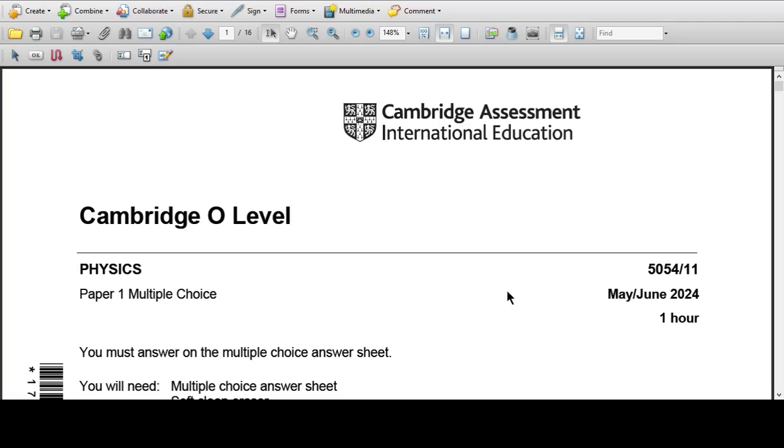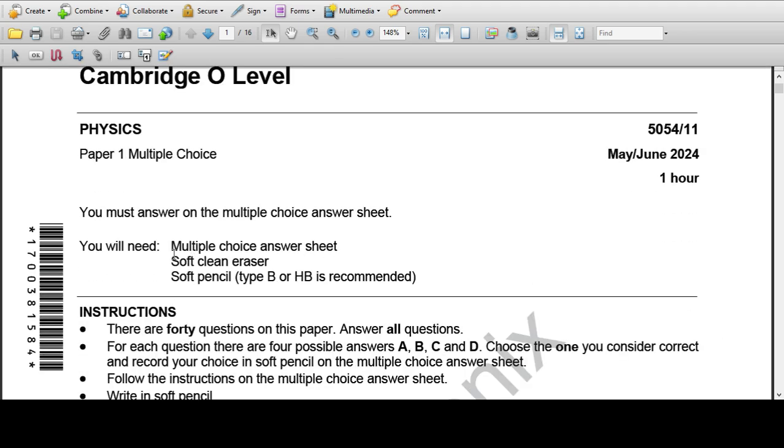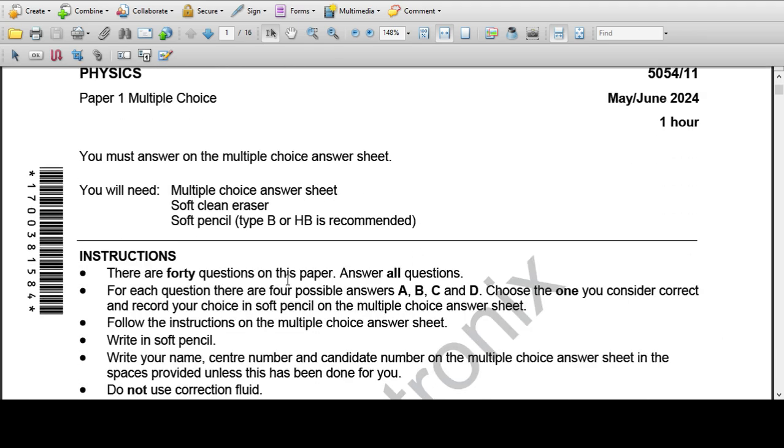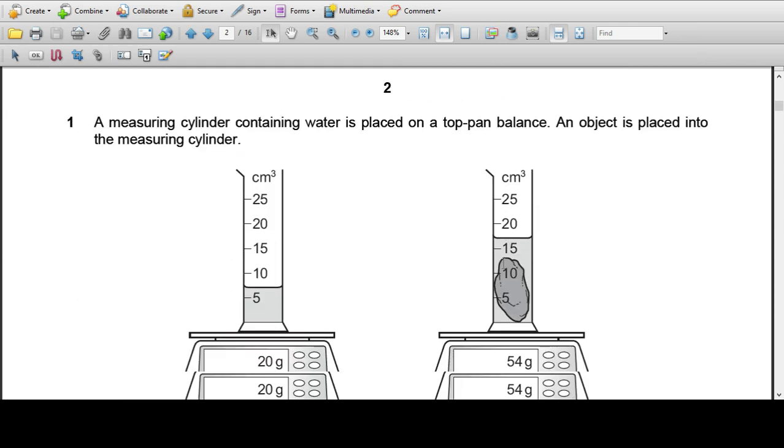Bismillahirrahmanirrahim. In this session, we will discuss the Cambridge Assessment International Education Exam of Physics, code number 5054, version 11 from the May-June 2024 exam, for 1 hour. Here we will deal with some multiple choice questions. There are 40 questions in this paper. And here we have the first question.